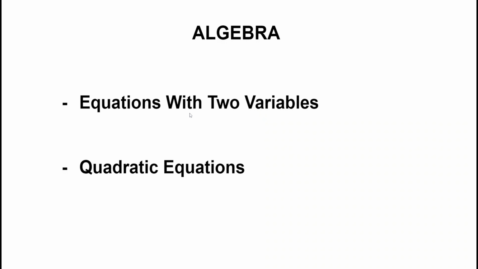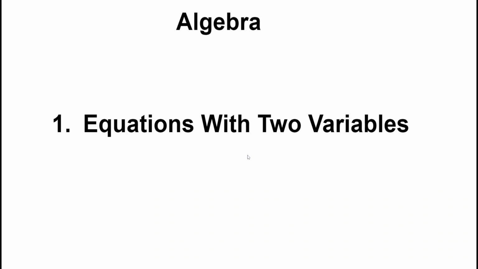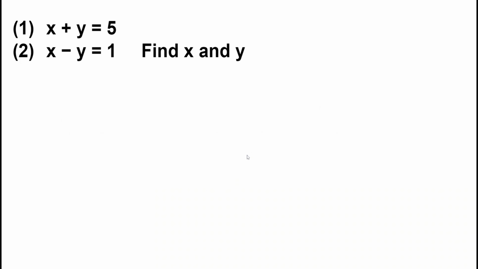In this video, we'll see two things: equations with two variables and quadratic equations. So let's start with equations with two variables. We have two equations: x plus y equals 5, x minus y equals 1, and we need to find x and y.